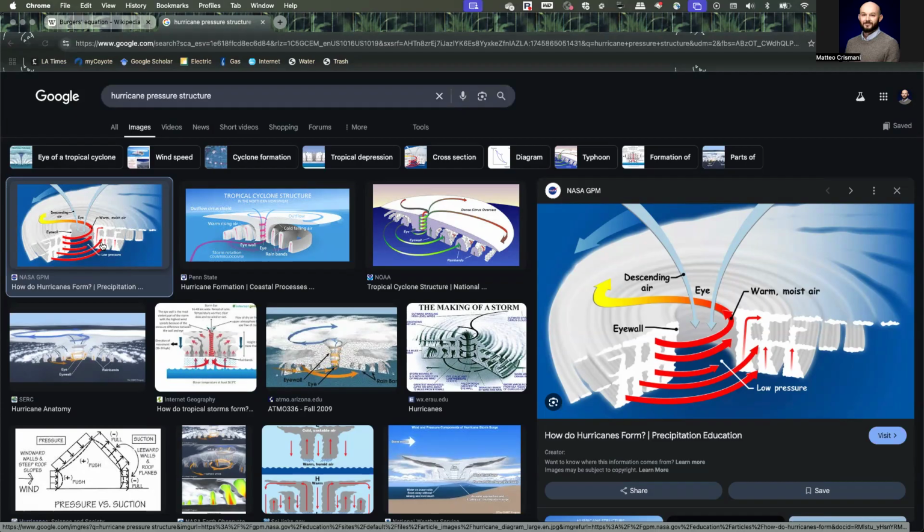low pressure. Okay. The air actually gets sucked down into the eye. Okay. And what happens is that it moves vertically up, it gets heated up by the bottom of the ocean, rises, and then goes out.